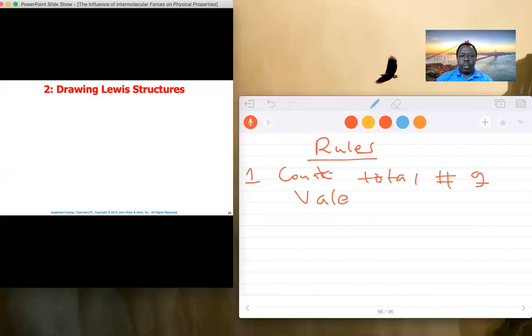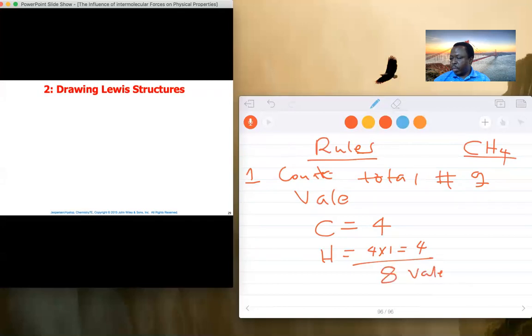I'm going to use methane, for example. Let's try CH4. How do we find the number of valence electrons? Look at the periodic table. Carbon has 4 valence electrons. It is in group 4. And I have only 1 carbon in this molecule. Hydrogens: I have 4 hydrogens times 1, so I have 4. So I have 8 valence electrons.